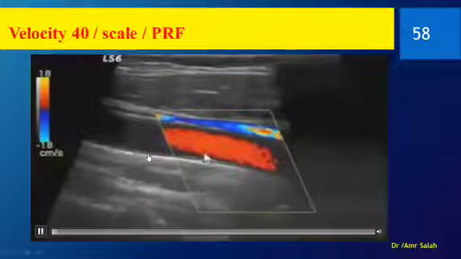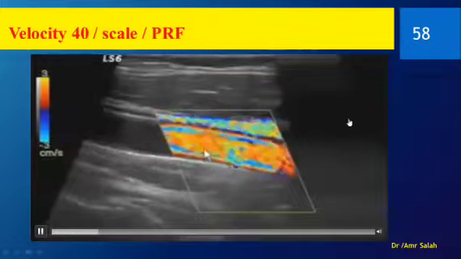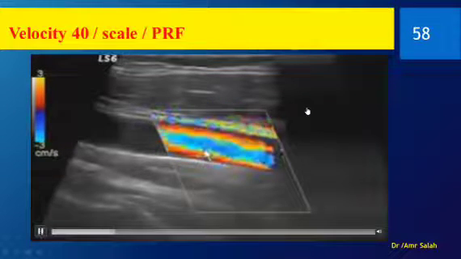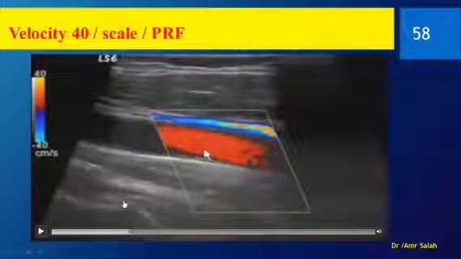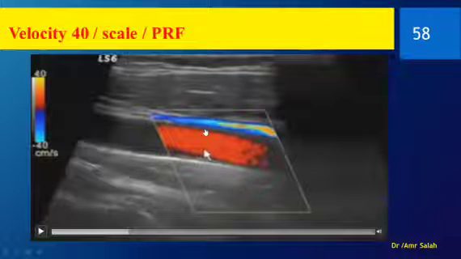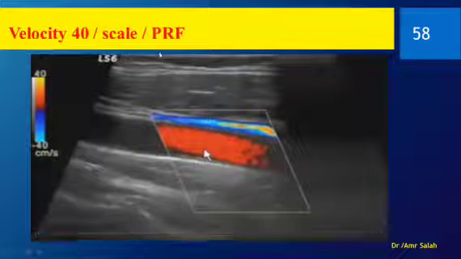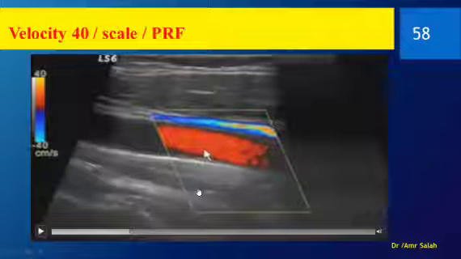Now the next slide is going to be more clear. Here it is 40, voila. Here we have all grades of red with no blues. Now this is what the BRF, or the velocity scale, does. It shows the variation of the speed inside the vessel.